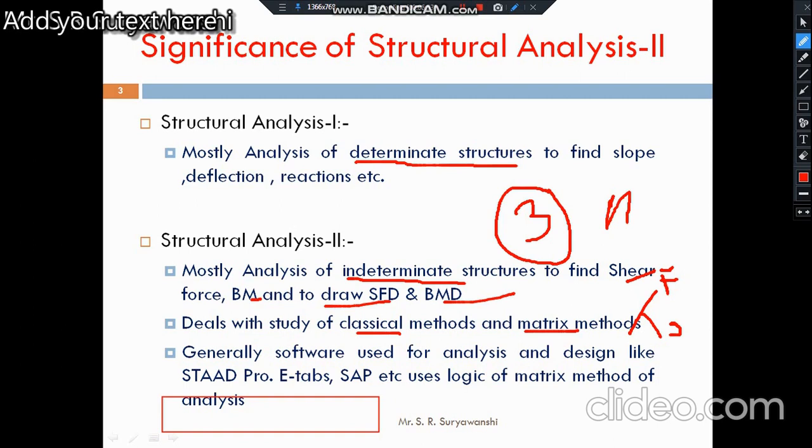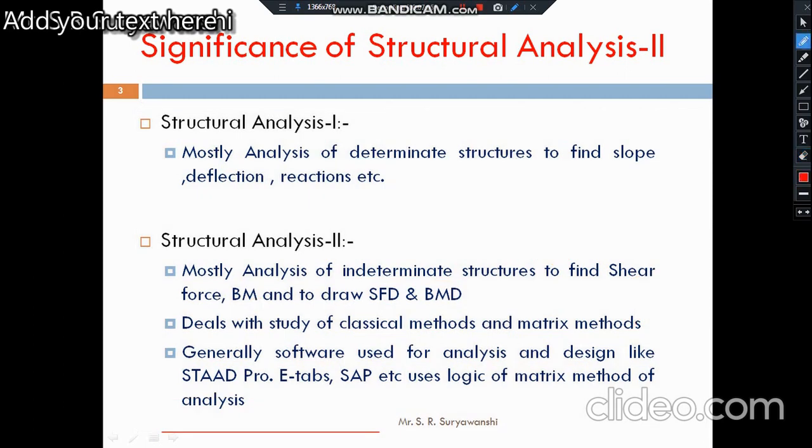For that case we have to use software. After your graduation, for analysis and design purposes, you have to use software. I will list the names of that software: first STAAD.Pro, second ETABS, and third SAP 2000. All these analysis and design software use the logic of the matrix method of analysis. So we have to understand the concept of the basic classical method and matrix method, and the same logic is implemented in the software.